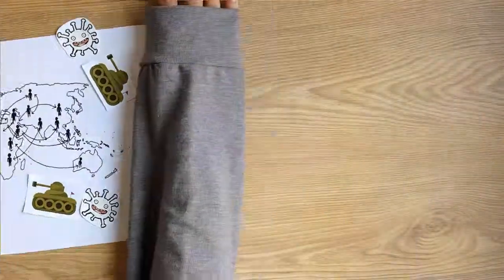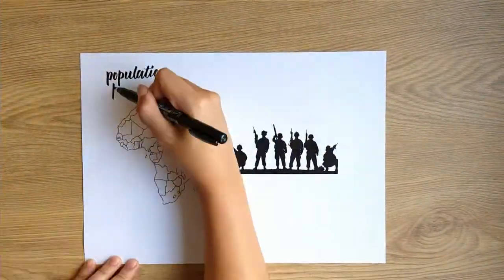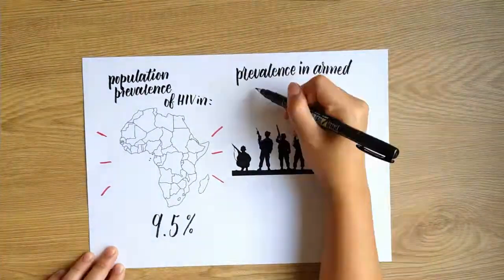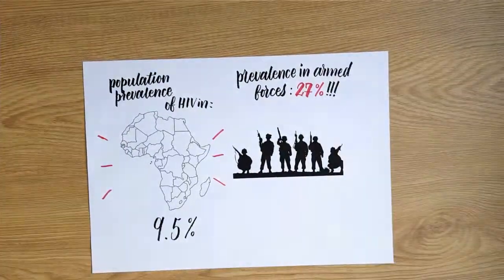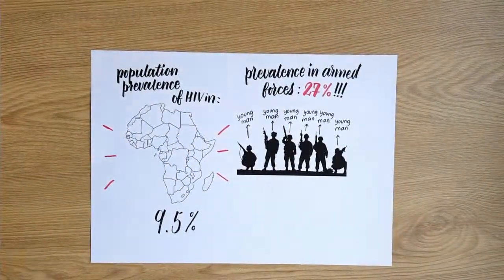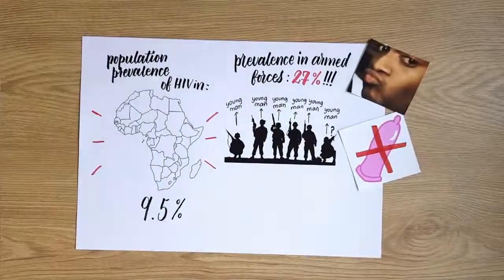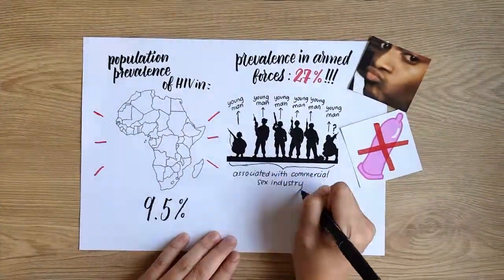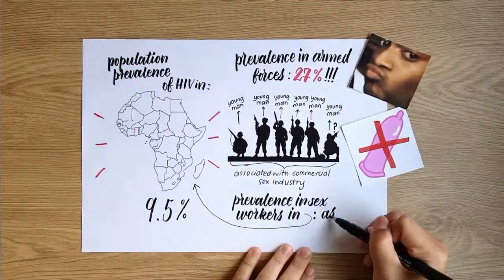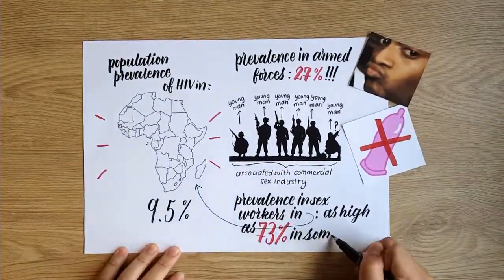While the population prevalence of HIV is 9.5% in Africa, some studies estimate the prevalence in the armed forces as high as 27%. The armed forces usually contain a population of mainly young men who are prone to risky sexual behaviour and often associated with the commercial sex industry. The HIV prevalence of sex workers in Africa is as high as 73% in some areas.